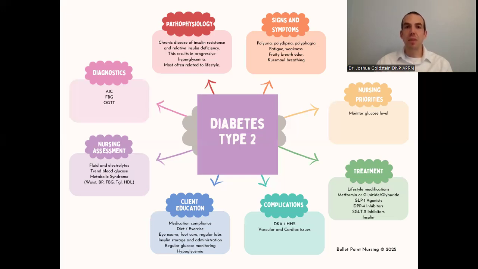Nursing assessment. For a patient with type 2 diabetes, the number one assessment obviously is going to be their blood sugar level to see how bad it is. We're also going to assess their fluid level and their electrolytes. Fluid because severe hyperglycemia can lead to dehydration, so we want to check their fluids. Plus, they had the polyuria where they're peeing out a lot, can also lead to dehydration.